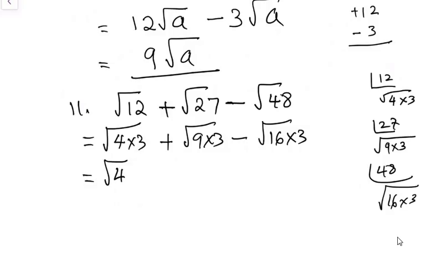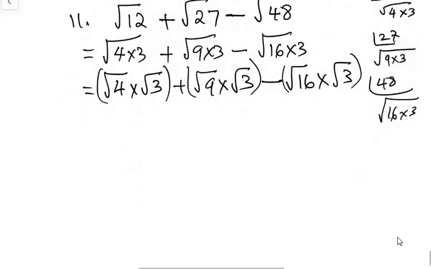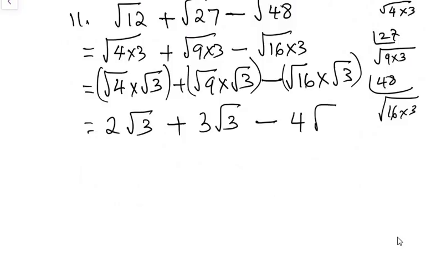So we have root 4 multiplied by root 3 plus root 9 multiplied by root 3 and root 16 multiplied by root 3. If you break them into parentheses or brackets, you can easily deal with them. So here, square root of 4 will be 2 root 3. Square root of 9 will be 3 root 3. And square root of 16 will be 4 root 3.